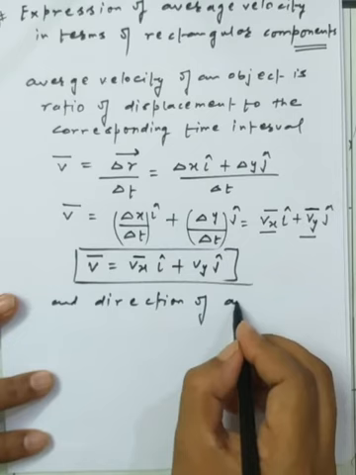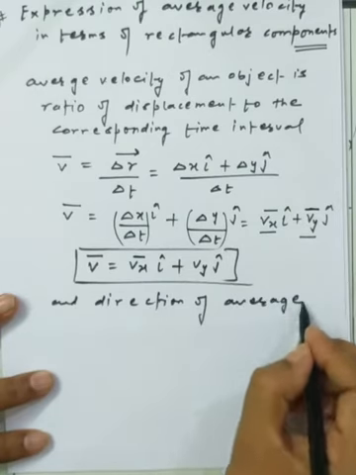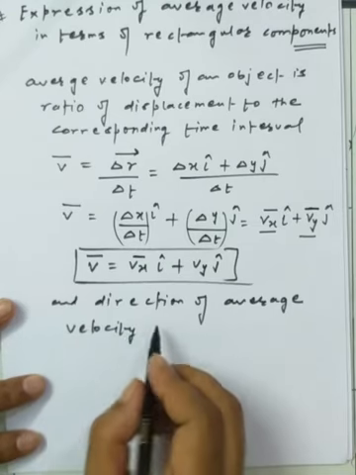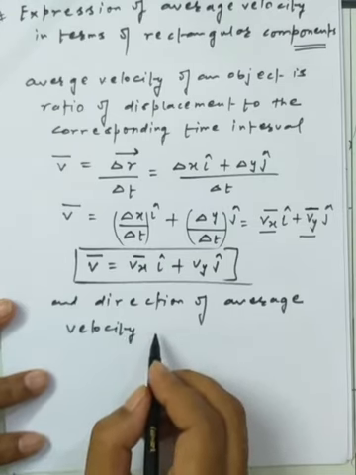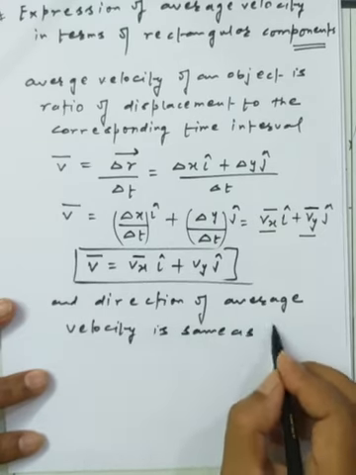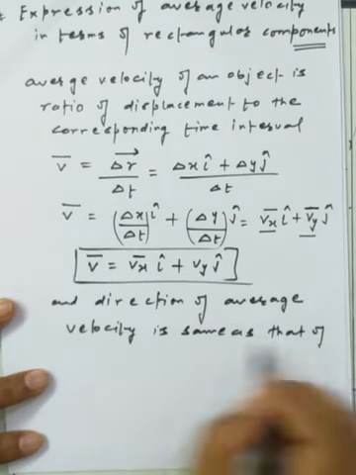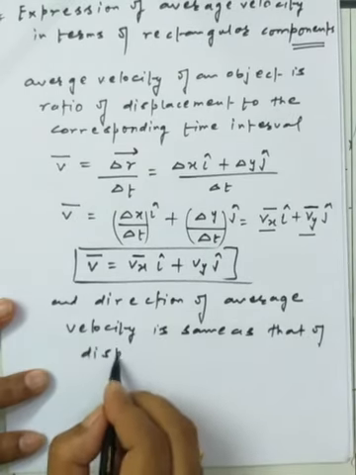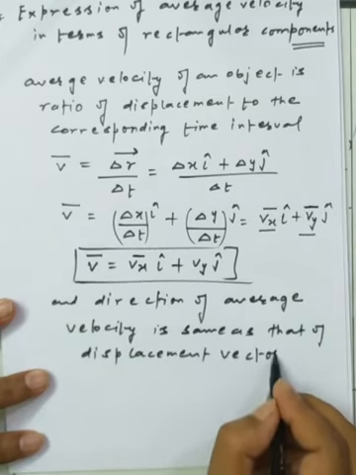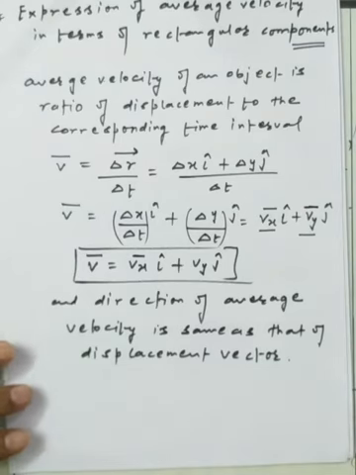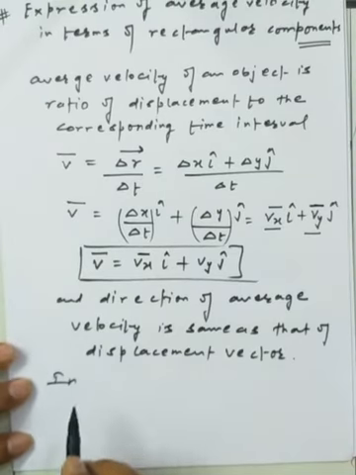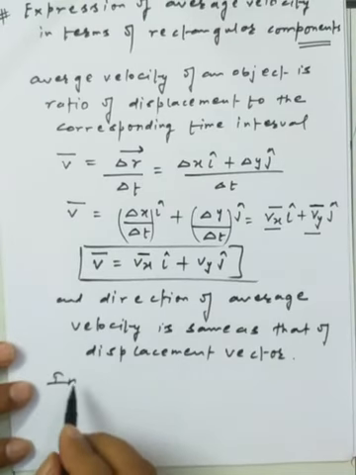And the direction of average velocity is the same as that of the displacement vector. So this is the general representation we have. Now we will talk about the instantaneous velocity. This is the further part that comes on behalf of differentiation.